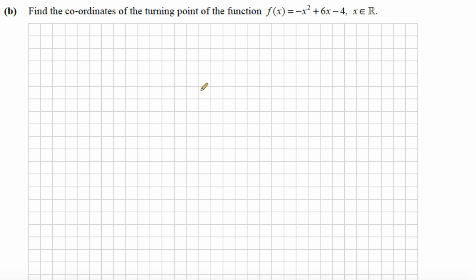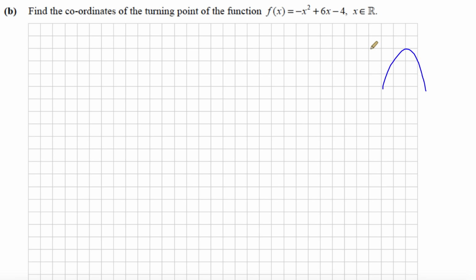the turning point of a function, there's a few ways to do this. We know that this function, because we've got a negative number in front of the x squared, is a cap quadratic, one that goes up like this. So the turning point of this function is going to be a maximum. Well, what do we know?